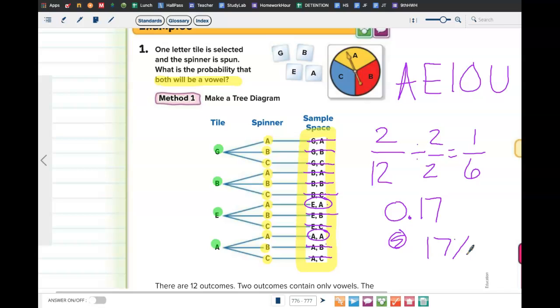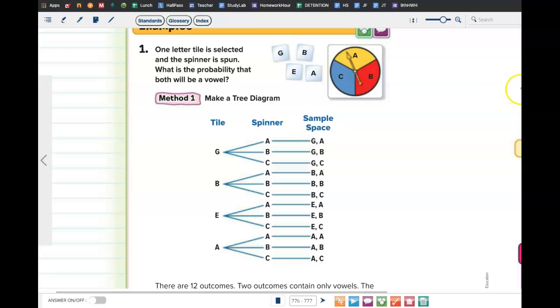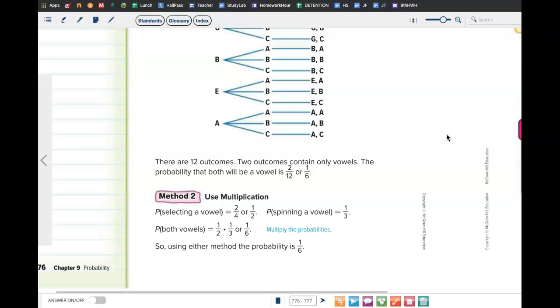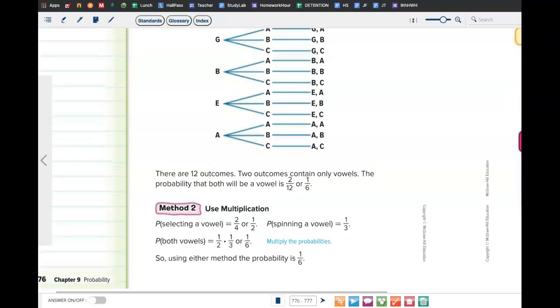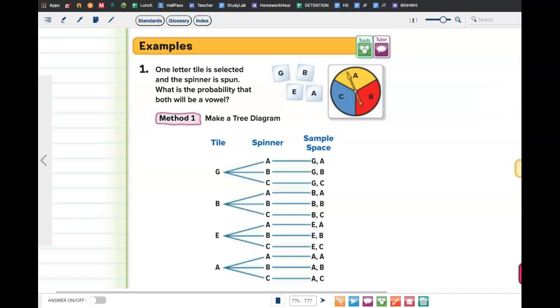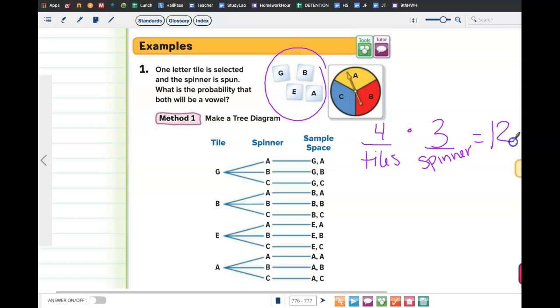Now, the book is going to show us another way that we could do this example, and this is going to be relating to our fundamental counting principle. So this is the second way. If you look here, how many options do you have for tiles? You would say 4, times how many options do you have on your spinner? We would say 3. So 4 times 3 equals 12. There are 12 total outcomes.